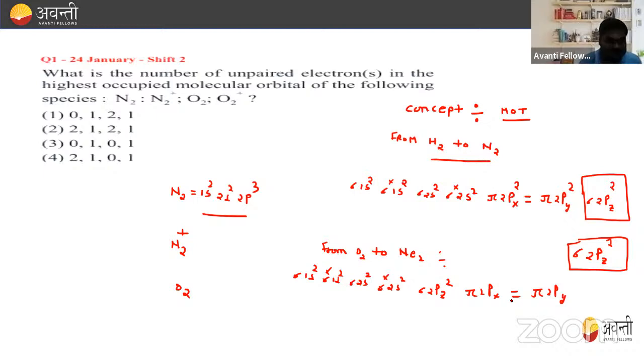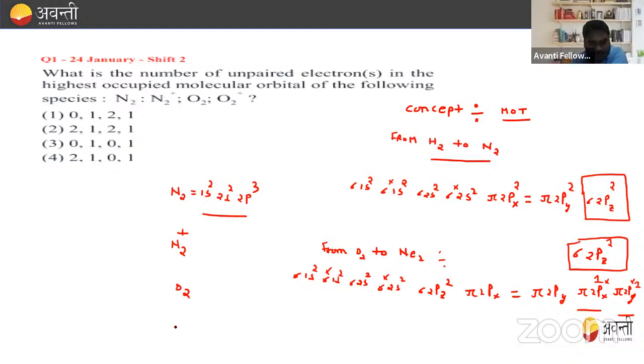So this is for O2. Next are pi 2px star and pi 2py star, with one electron in each. MOT theory explains that O2 is paramagnetic in nature because in its highest occupied orbital it contains one unpaired electron; as you saw, there is one electron here, so it contains one unpaired electron in its highest occupied orbital.